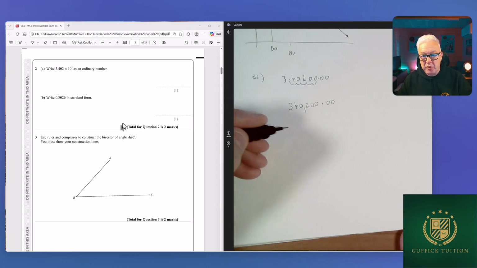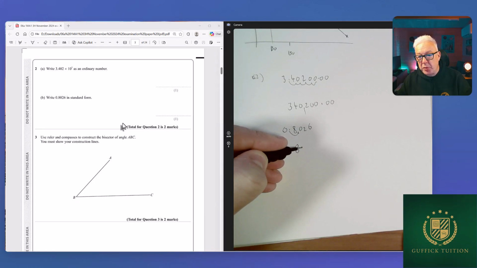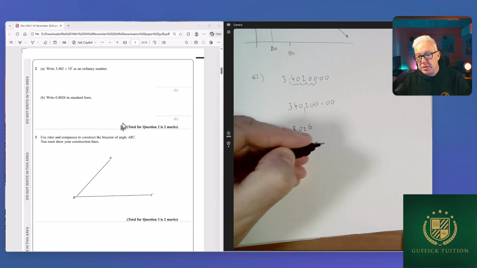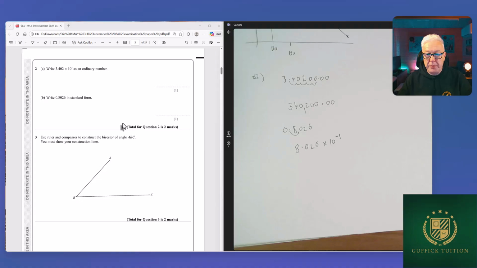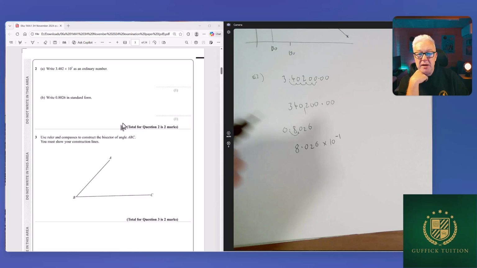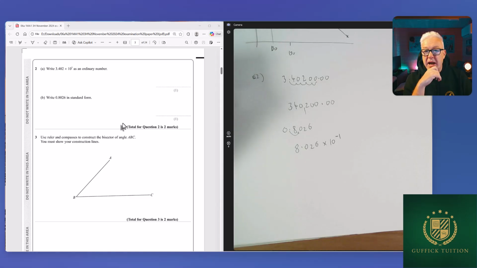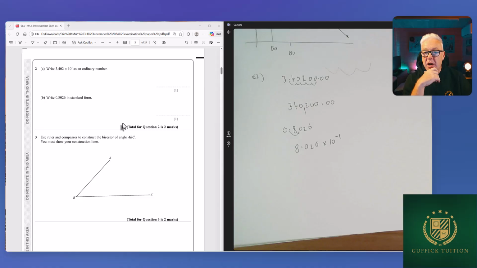Write 0.8026 in standard form. The decimal point I'm going to think of going 1 to the right. So we have 8.026 times 10 to the -1. So basically, when the decimal point moves to the right like that, that sends the power down by 1. And when the decimal point moves to the left, the power goes up.